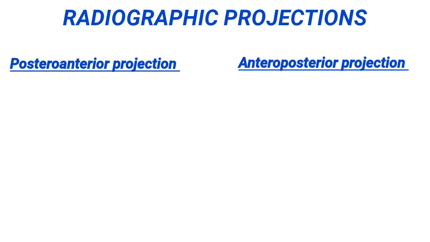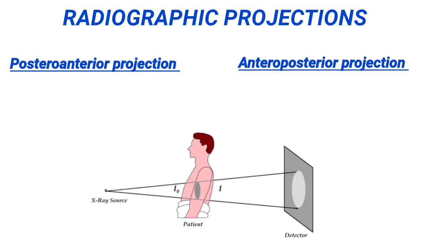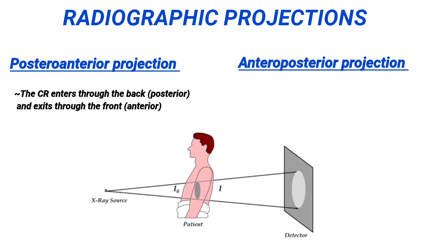In both cases, we can easily describe projection as where the central ray enters the body and where it exits the body from. In the case of posterior-anterior, the X-ray enters through the posterior part and then exits from the anterior part before getting to the image receptor.